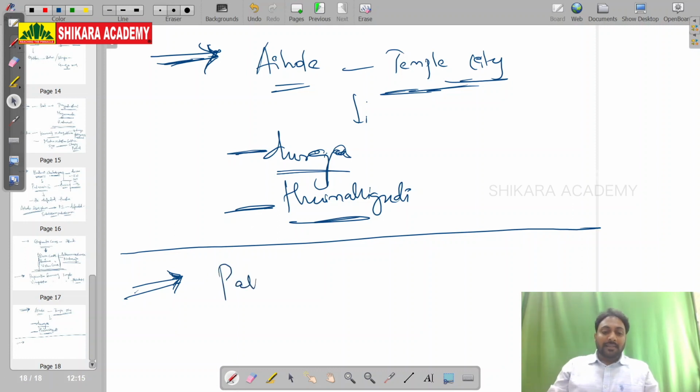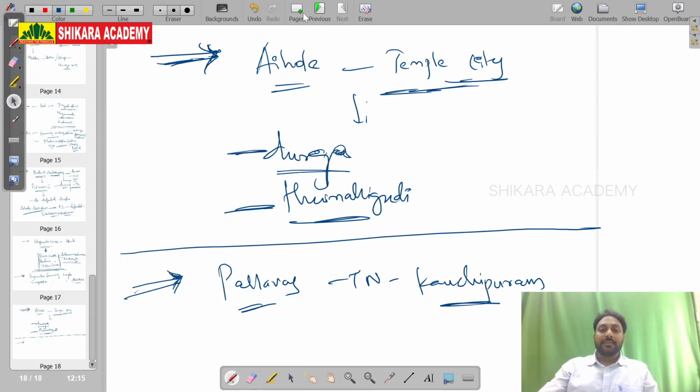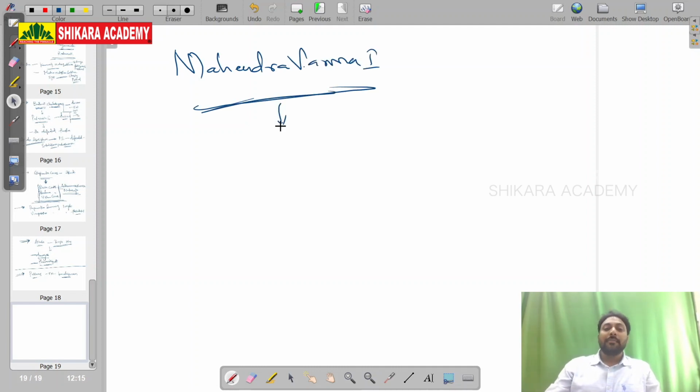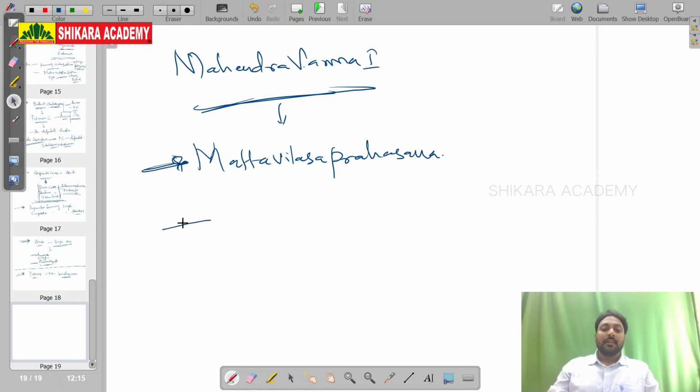After this, the Pallavas in the south, in Tamil Nadu, ruled from Kanchipuram. The most important ruler of the Pallavas was Mahendravarma I. Mahendravarma I wrote a book called Mattavilasa Prahasana, a drama.